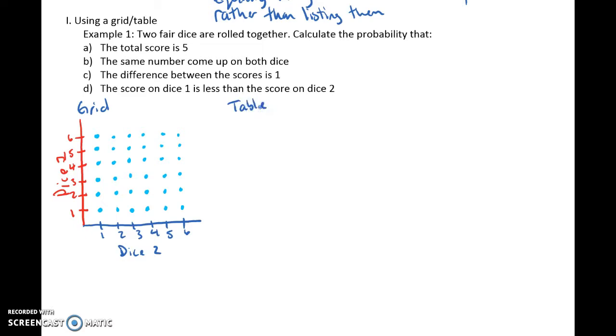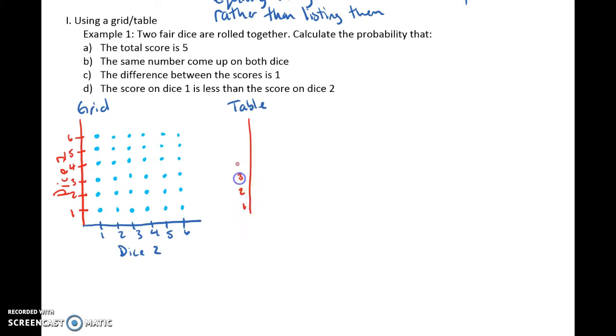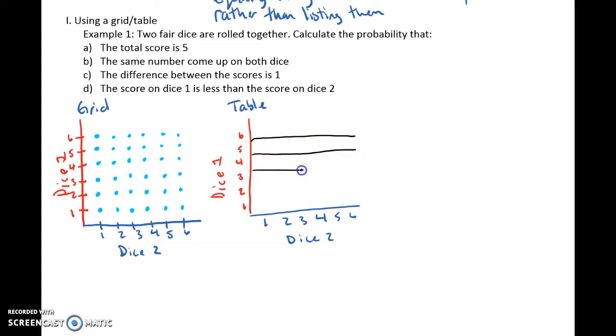showing the same information. So for example, again, we can have dice 1, right, with 1 through 6. So here's dice 1. And again, dice 2 with 1 through 6. And with the table, it's just a table of outcomes. So what I do is just list it. So you're going to have basically a space representing each possible outcome.